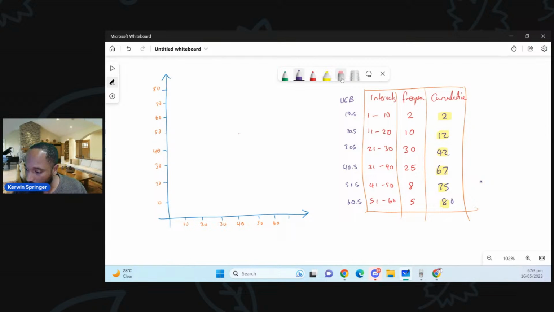And then you plot this against this. So 10.5 is a little above this, and it maps out with 2. So that might be about here.